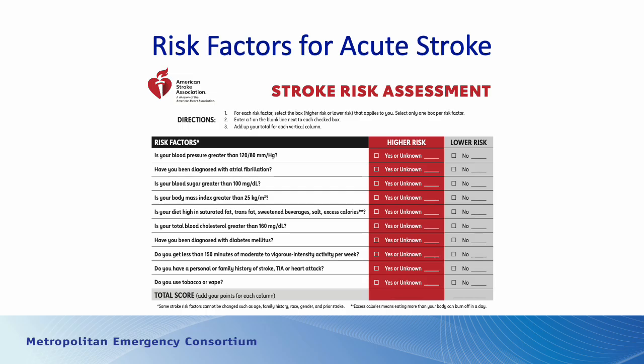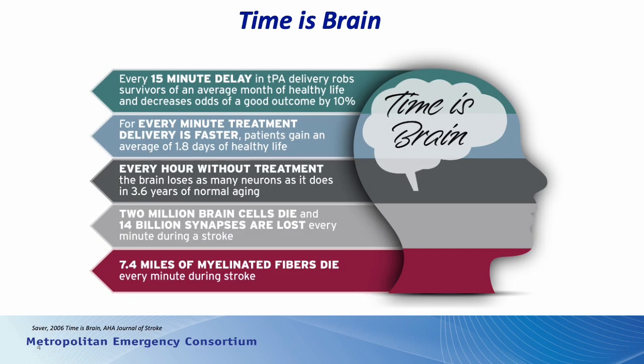So these are things that we all have to consider and you might think about. If you see a patient who has stroke-like symptoms, consider, do they have atrial fibrillation? Do they have a history of high blood pressure or diabetes? Other things that may predispose them for having stroke.